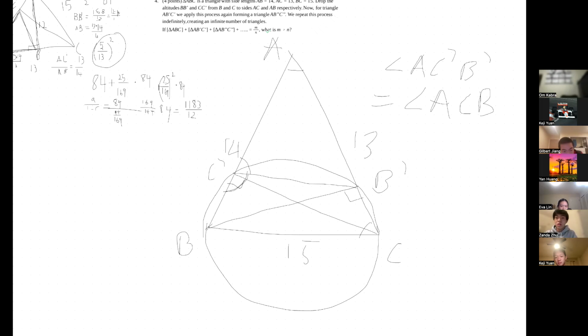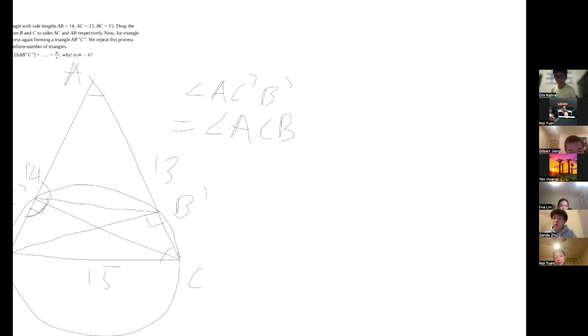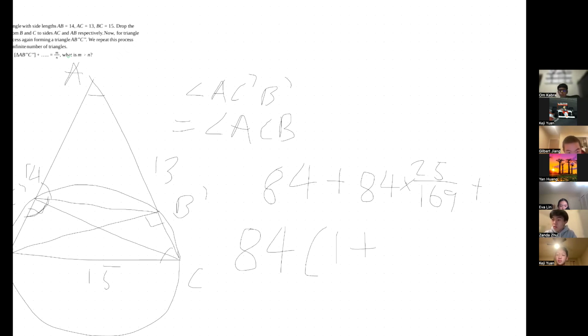And you try to find the area using the same method as what you did. So you know the area of triangle ABC is 84. And then AB prime C prime is 84 times 25 over 169. And then it just keeps adding like this. So it's 84 times 1 plus 25 over 169, and then the common factor is just 25 over 169.